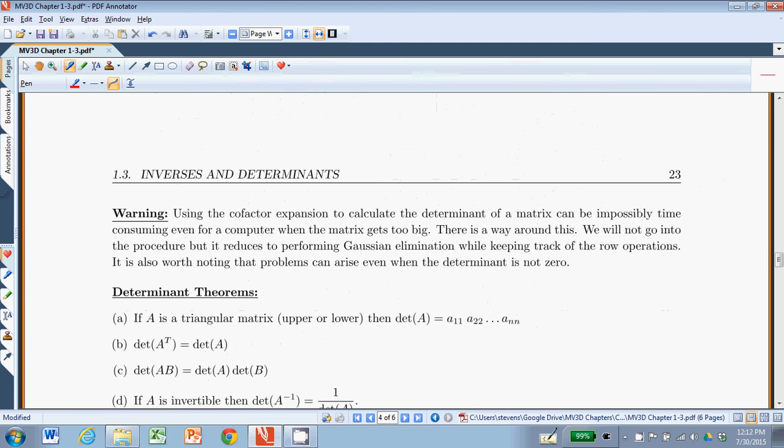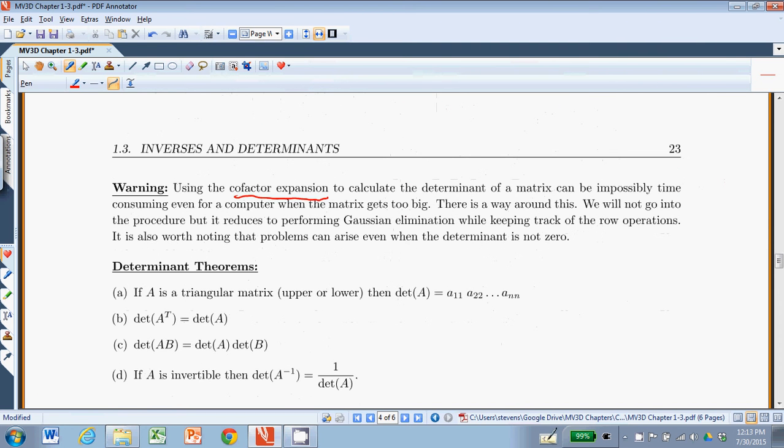Alright, so a little warning here: cofactor expansion is not only difficult to do by hand, but even programming it and having a computer do it becomes calculation intensive to the extent that it will be difficult for a machine if the matrix gets too big. There's another way around it, and the way it's really done is you do Gaussian elimination until you have a diagonal matrix. And you can take the determinant of that diagonal matrix and transform it back to the determinant of the original matrix. But we'll be letting software do that.